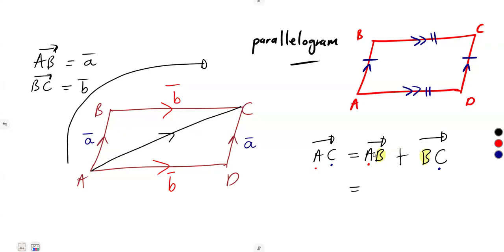So vector AB, I have it A to B. That's our vector what? Our vector A. You write what is there in terms of the direction.